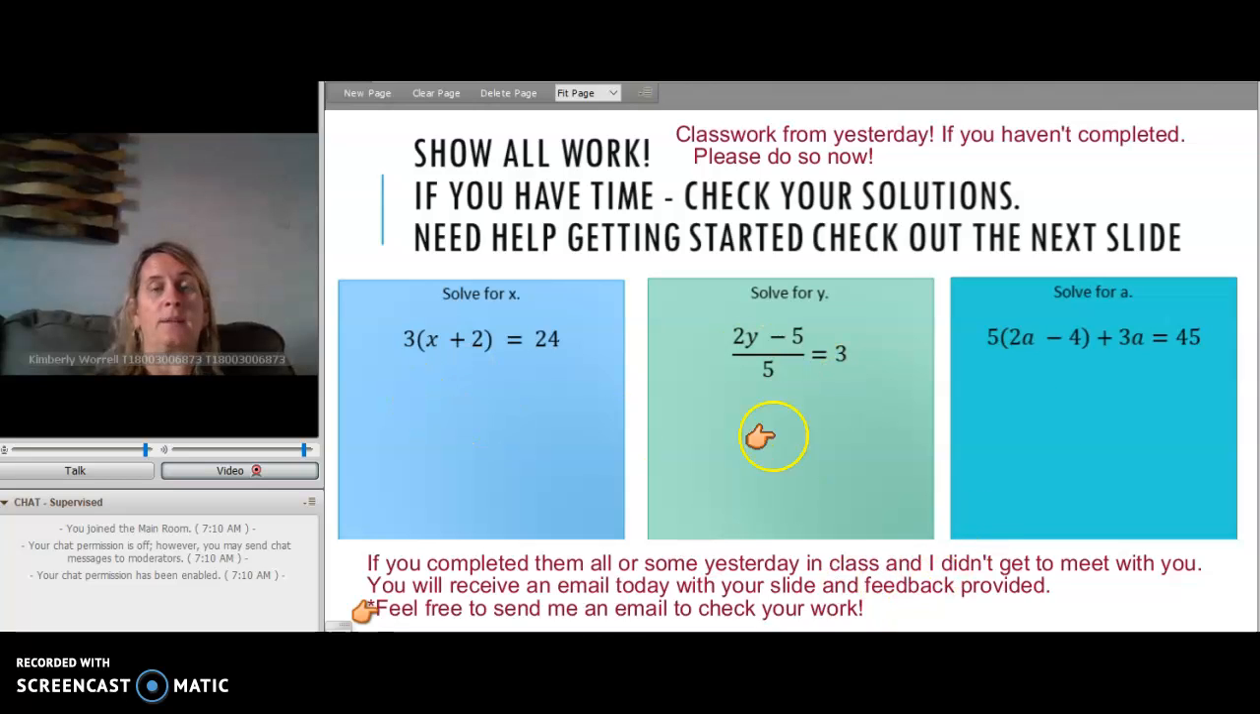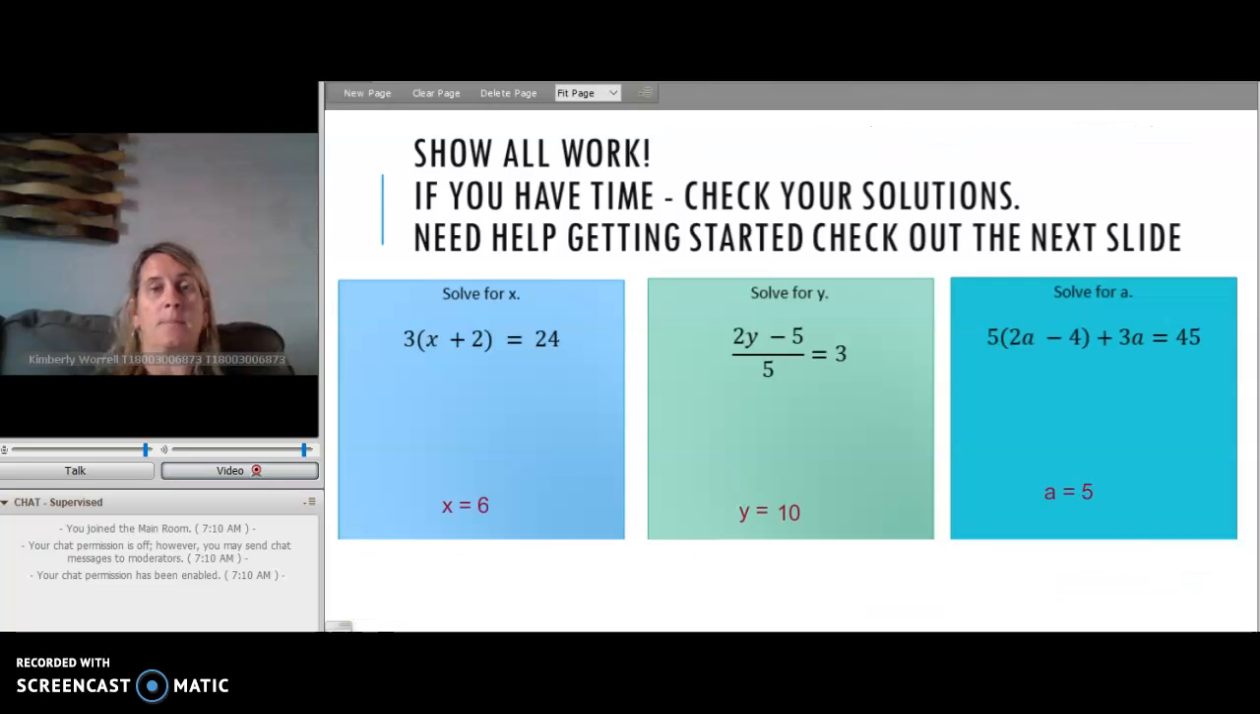Okay, so you've completed these 3 problems in your student guide. And your answer should be x equals 6, y equals 10, and a equals 5. Okay? I didn't show the work here, but there are your answers. If you didn't get those answers, then you want to go back and check your work.